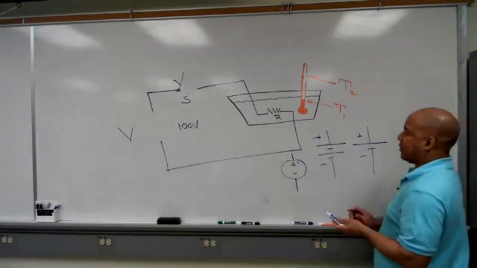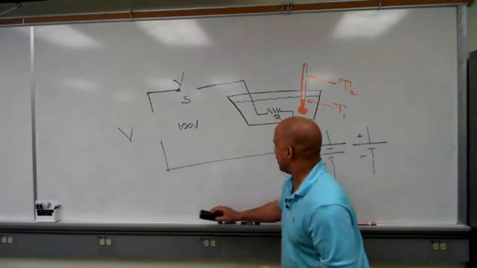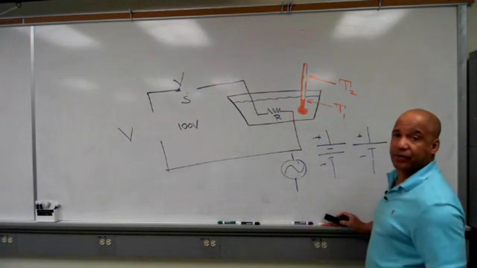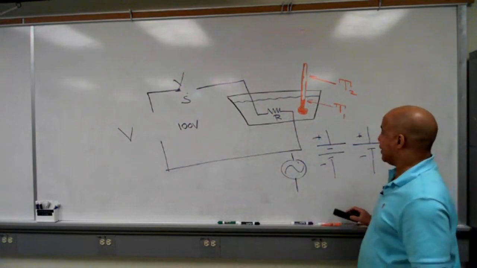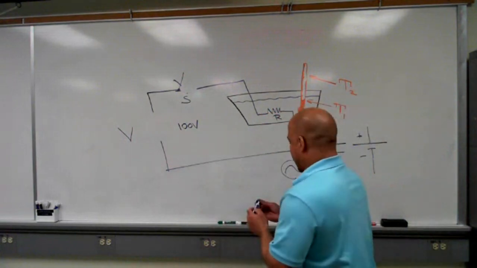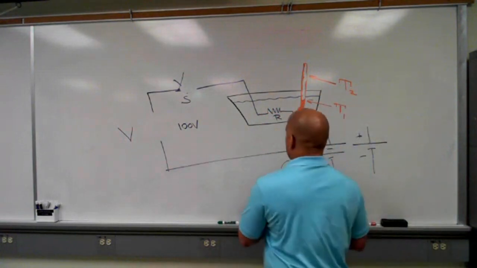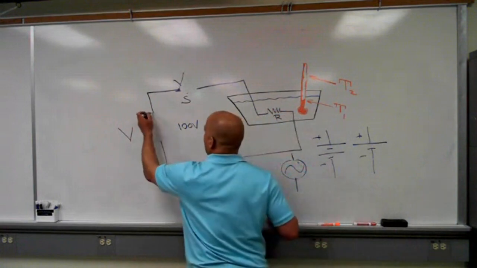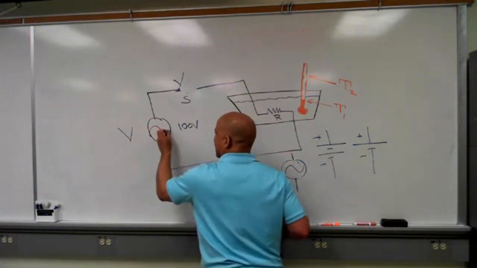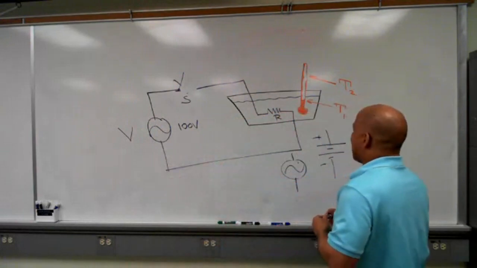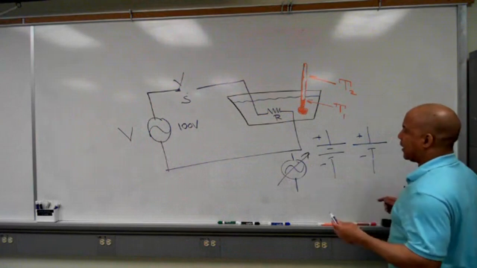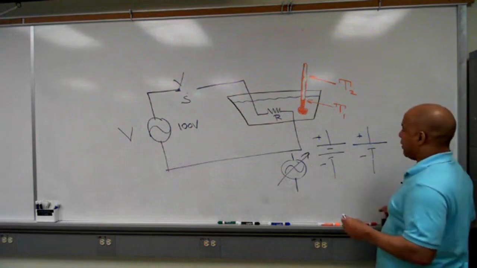But AC, when I want to show AC voltage, I draw this circle, but I show a little sine wave in here like this. That's AC. So what I want to do is remove the battery and put some kind of AC generator in there. So I'm going to show the symbol for AC, something that generates AC. But not only that, I'm going to put a line through it like this.